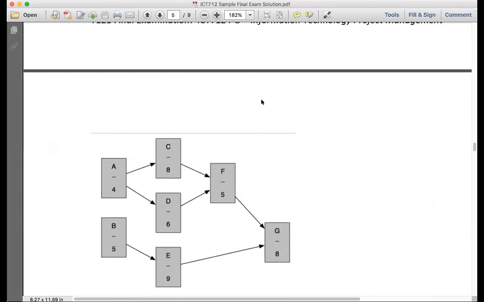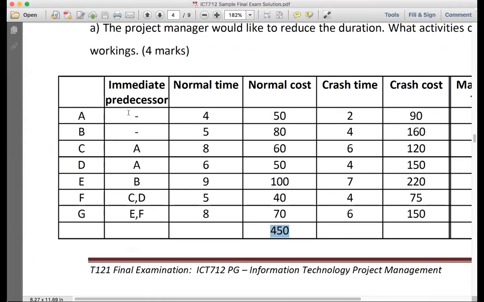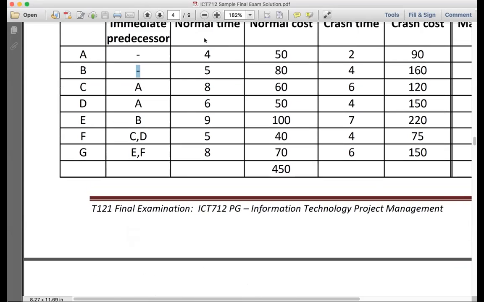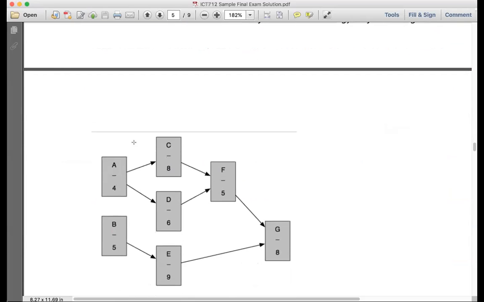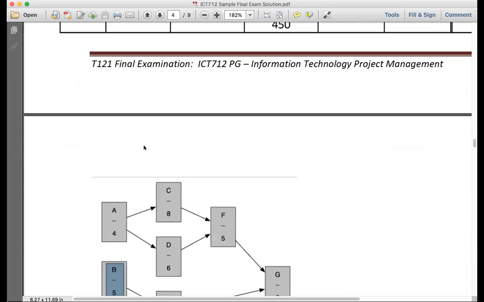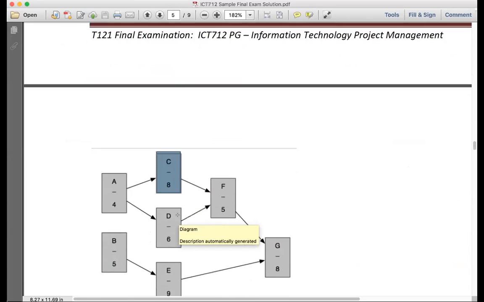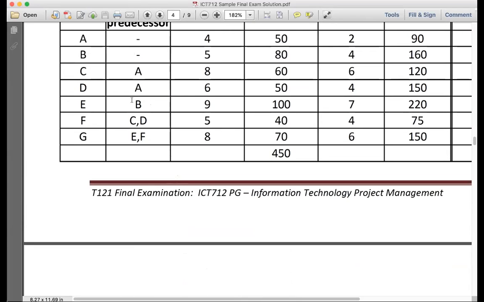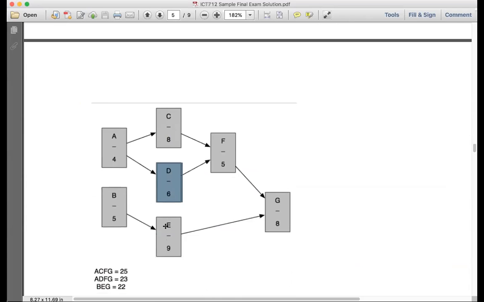Yes, sir, I'm understanding. So what we've done simply, we looked here, there's A and B, there's nothing before them. A is 4 days and B is 5 days. Then we said, all right, C and D have A before them, and the durations are 8 and 6 days. Then E has B before it. So you can see it here.